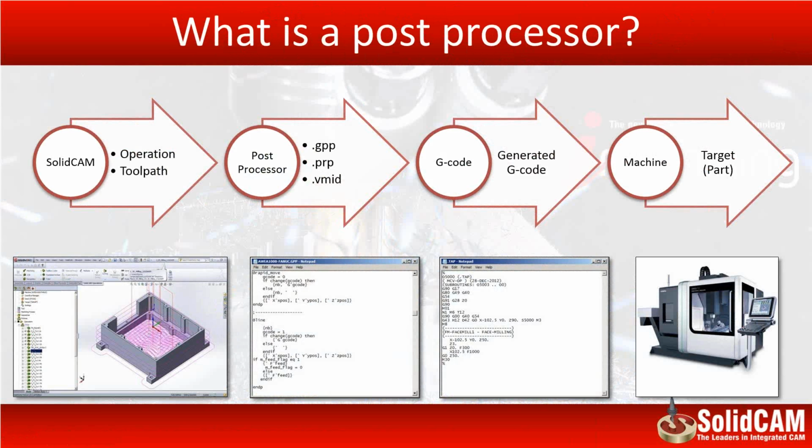First I will start with a few slides, just some basic stuff about the post processor, what it is and how it works inside the GPP tool. As you already know, we have the SolidCAM interface, and on the left side there is some operation, some CAM part, and with the post processor, which is now in 2013 GPP, PRP, and VMID, you can generate G-code, which looks like in this picture. And this G-code, of course, goes to the machine.